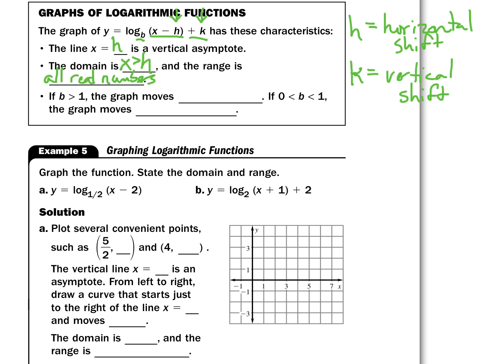Okay, so the inverse of our exponential functions. Remember, our exponential functions had a domain of all real numbers and a range of y is greater than k. Now we have a domain that's x is greater than h, and the range is all real numbers. If b is greater than 1, so if our base is greater than 1, it moves up to the right. If 0 is less than b is less than 1, so in other words, if the base is between 0 and 1, some sort of fraction less than 1 but greater than 0 still, it's going to move down to the right. Okay.